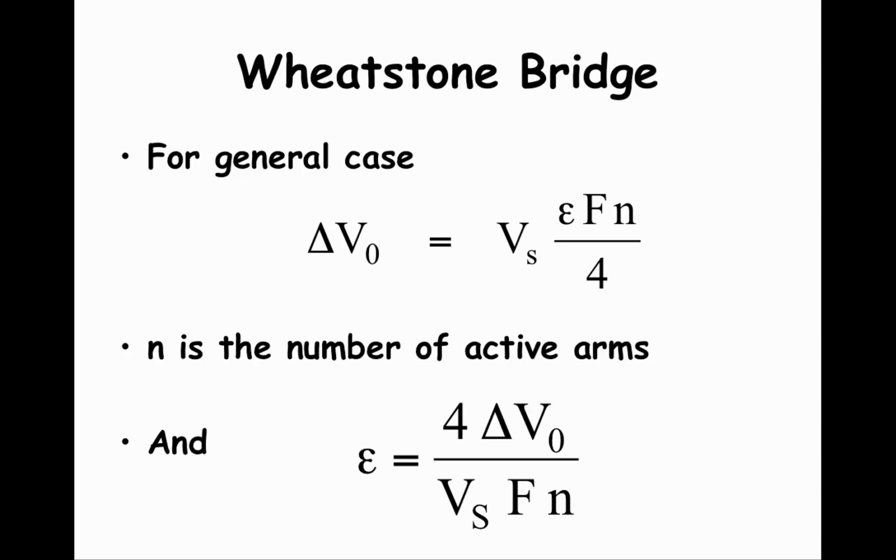What we really want to find is the strain given the Wheatstone bridge circuit output voltage delta V0. The equation is shown here. The strain in microstrain is equal to 4 times delta V0 divided by Vs, F, and the number of active arms.